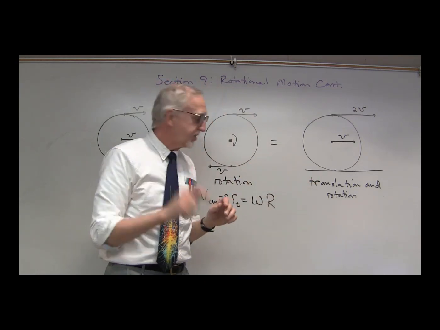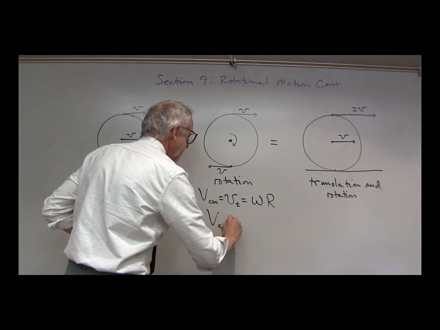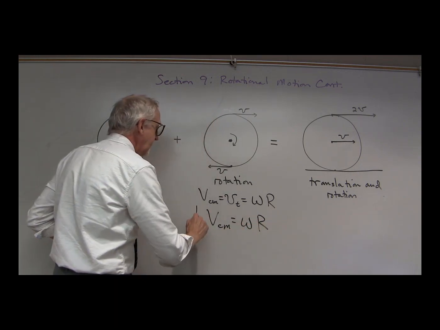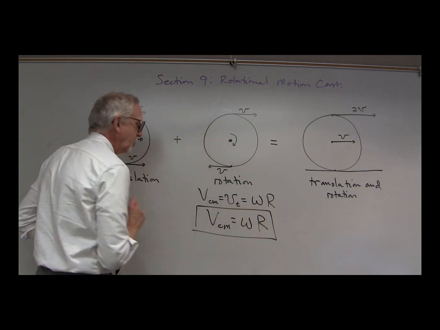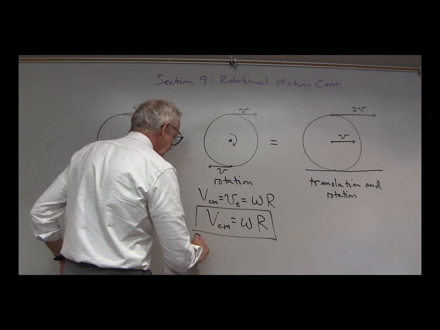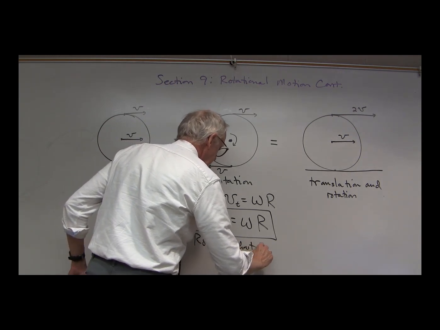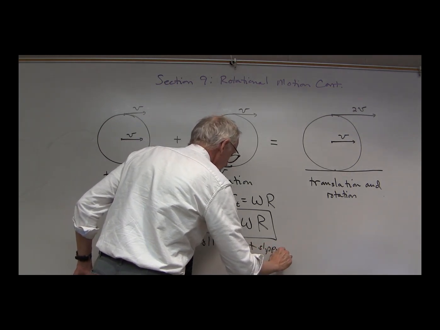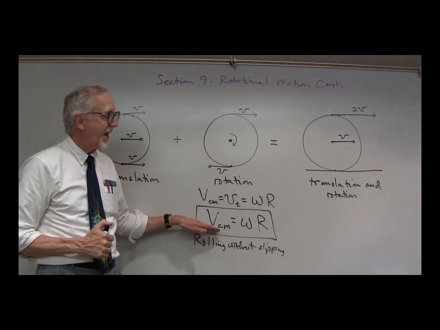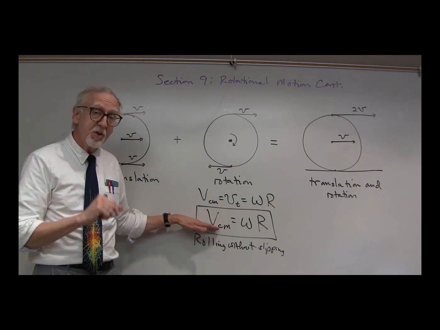Let me back up one more second. So again, this result, to have the velocity of the center of mass equal to the angular velocity times the radius of the wheel or the circle, that is the condition for rolling without slipping. In order for an object to roll without slipping, we have to have this relationship. Very good. Now, I want to go one more step from here.